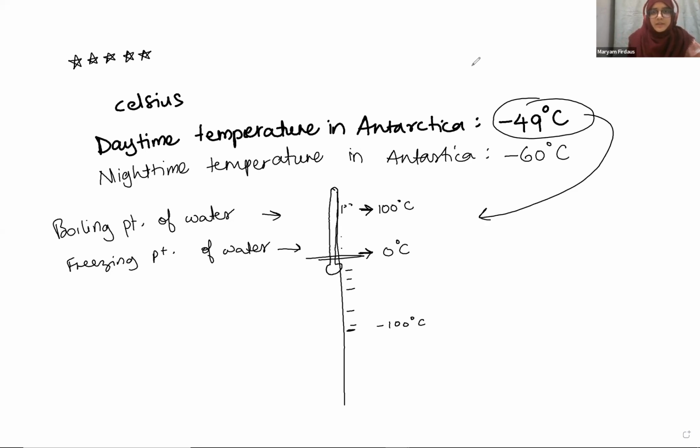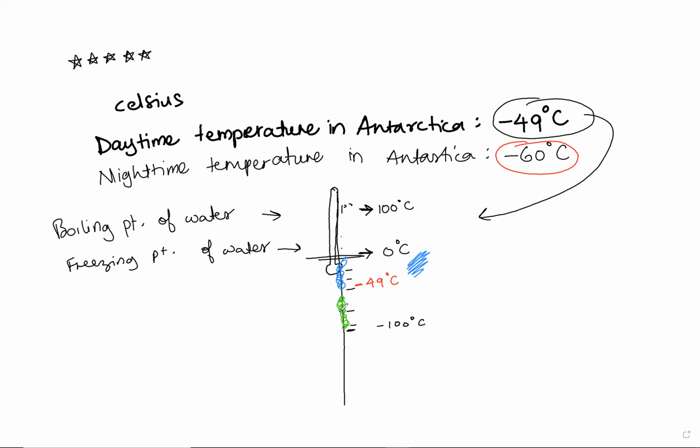So let's mark this on this number line. If this is -49 degrees Celsius, it's going to be somewhere over here, right? Can you tell me where -60 degrees Celsius will be? Will it be over here in this blue part, or will it be somewhere over here in the green part? It will be on the green part.